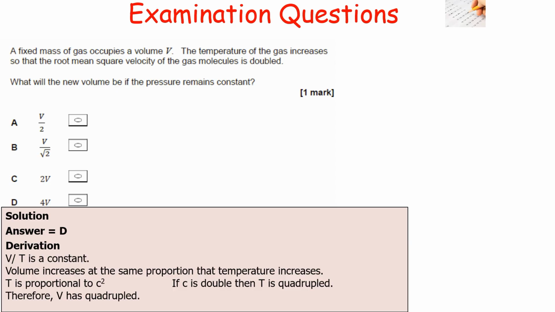That is just an ideal gas law, or just an empirical gas law as well. So this tells us that the volume increases in the same proportion as the temperature increases. Because T is proportional to C squared, if C has been doubled in the question, the root mean square velocity has been doubled, therefore T is quadrupled. So if T is quadrupling, to get the same ratio, our constant, we need V to quadruple as well, because V over T is the constant. So therefore our answer is D.